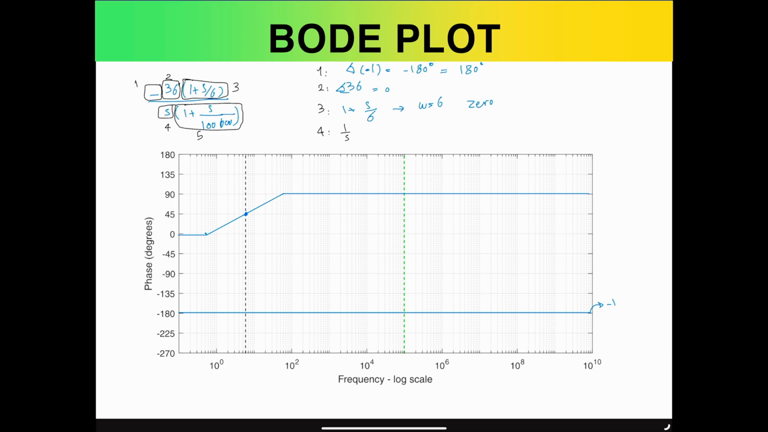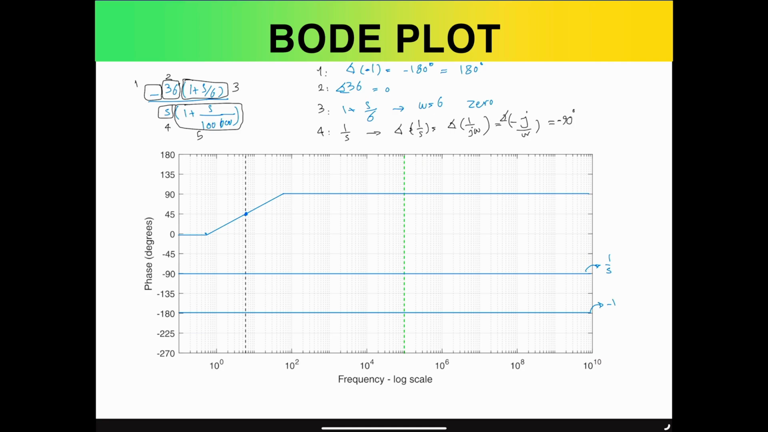And 1 over s, in terms of the phase, is essentially the phase of 1 over j omega. And you can see that we're dealing with a 1 over j, which is the same as minus j. So the angle of minus j is going to be minus 90 degrees all the time, regardless of the value. We have a constant angle of minus 90 degrees that covers the whole range. So I'm going to actually draw that here as well and just show that this is for 1 over s.